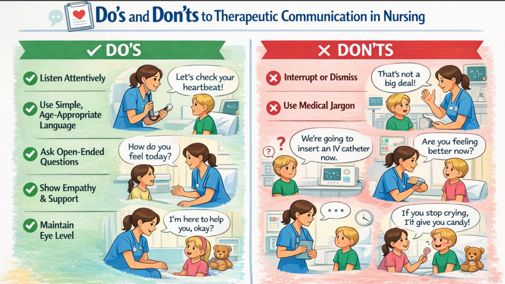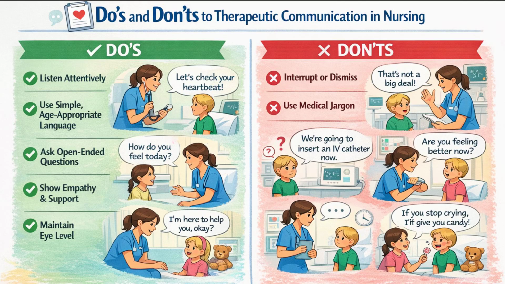Here are the do's and don'ts of therapeutic communication. Therapeutic communication varies by disorder. For children with autism, do use concrete, literal language. Do allow processing time. Do maintain consistent routines. Do allow stimming for soothing. Don't use idioms, sarcasm, or metaphors. Don't force eye contact. Don't make sudden changes without warning.